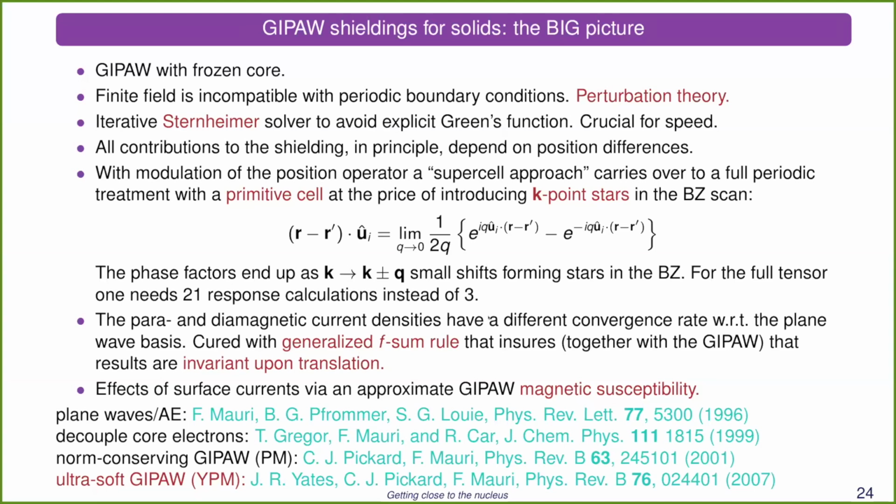And that means that instead of doing 3 response calculations for the magnetic B0 field in 3 different directions, we have to do 21. Then there are other problems. We will also see them back in a moment.